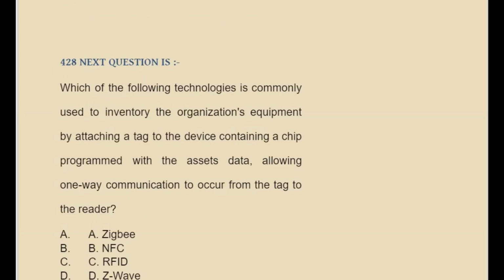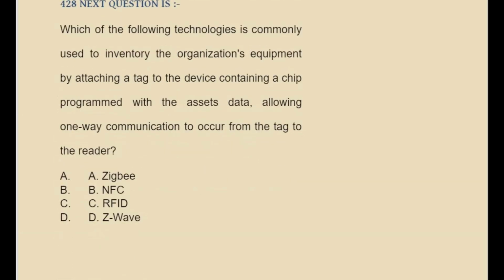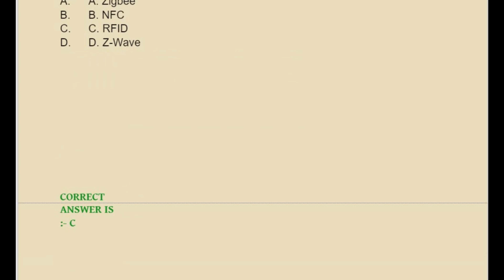Question is, which of the following technologies is commonly used to inventory the organization's equipment by attaching a tag to the device containing a chip programmed with the asset's data, allowing one-way communication to occur from the tag to the reader? Option A, ZigBee. Option B, NFC. Option C, RFID. Option D, Z-Wave. Correct answer is option C.